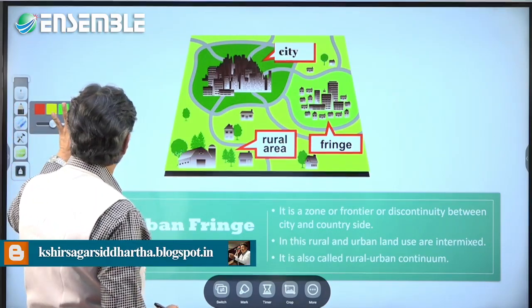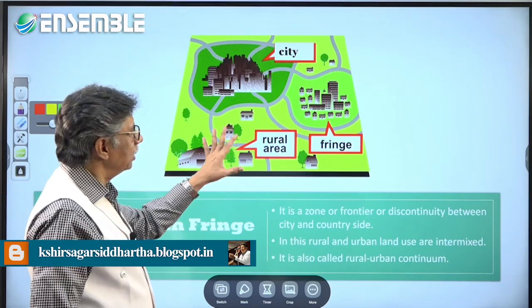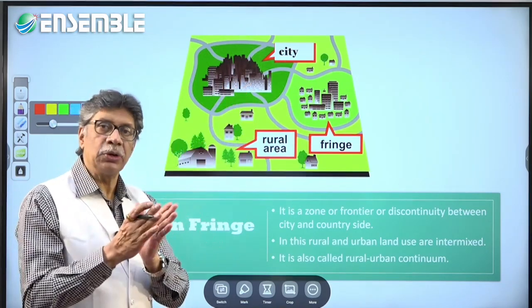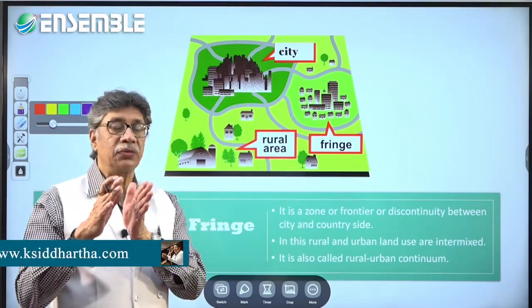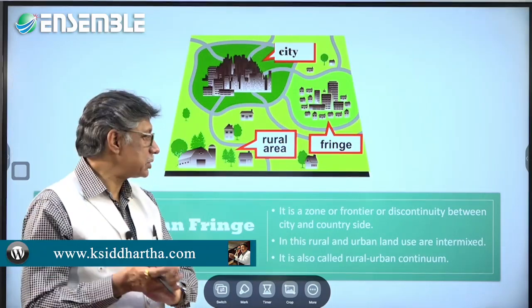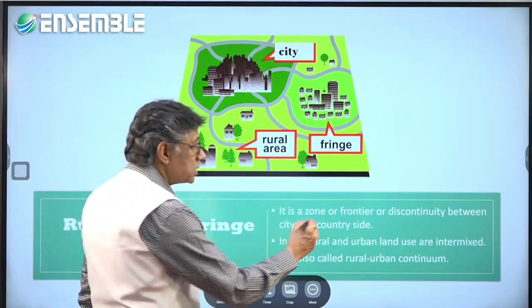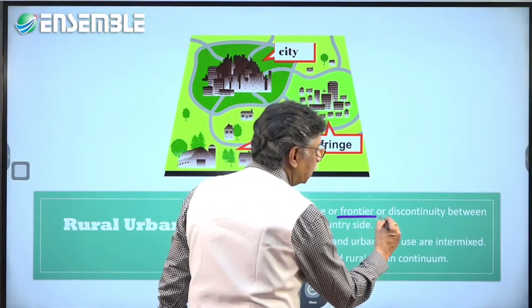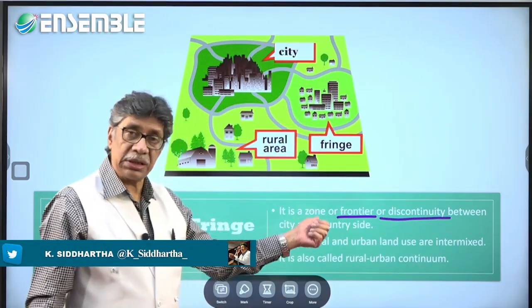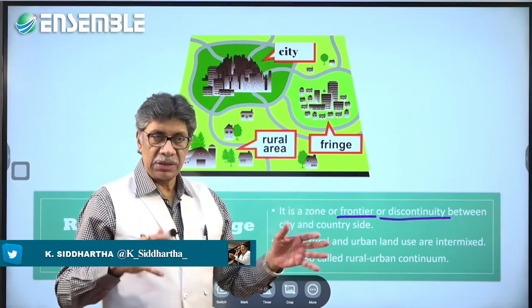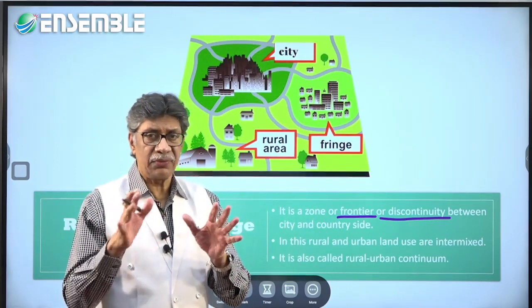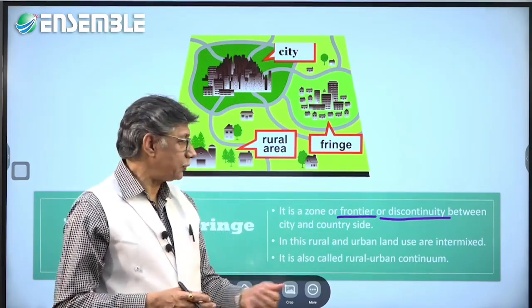And this rural urban fringe is very, very different. It will have half the characteristics of the urban area, half the characteristics of the rural area. And that's why we say that it's an area of a frontier or discontinuity between the city and the countryside. So, it's a fringe. Fringe, that means comprising half of each.